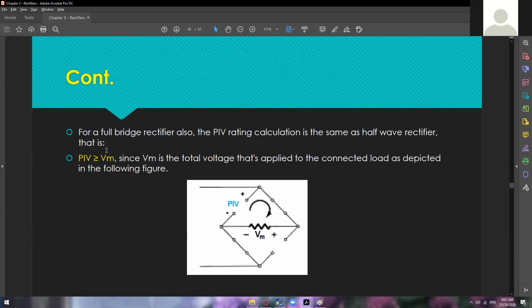So later on, I'll discuss more on PIV. For a full bridge rectifier also, the PIV rating calculation is the same as the half wave rectifier. So PIV should be greater than or equal to V sub M, since V sub M is the total voltage applied to the connected load as depicted in the following figure. Whatever is the voltage that passes through V sub O is our V sub M, and whatever is our positive V sub M will be our negative, or our PIV, peak inverse voltage. So this is our positive value, and the peak inverse voltage is the negative value, the negative V sub M.